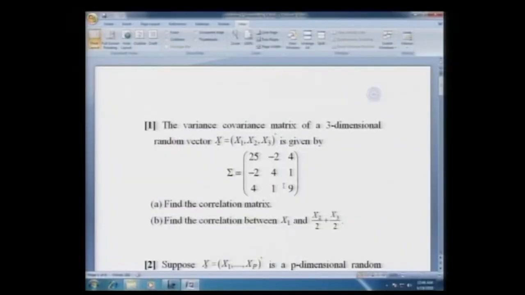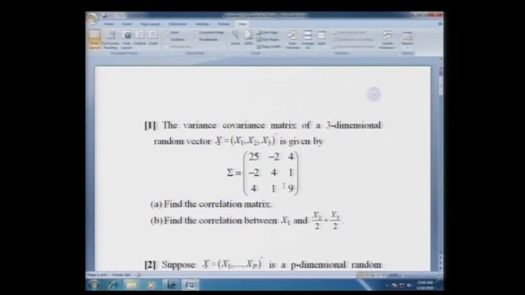For the last 5 lectures, we have been seeing some basic concepts in multivariate analysis, and also we have looked at multivariate normal distribution and some basic results concerning multivariate normal distribution. What we will look at today are some simple problems on the concepts that we have covered so far. So, we look at some problems, as I said.